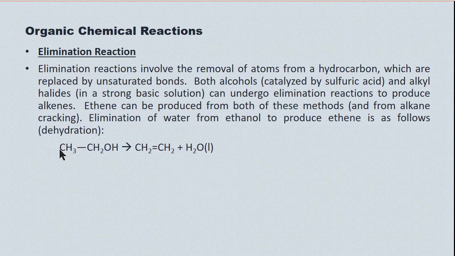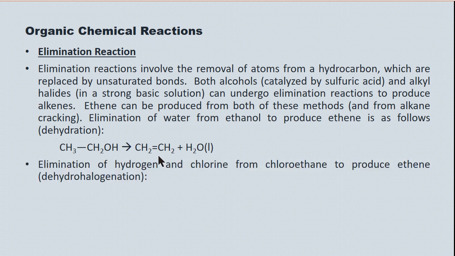So here's our ethanol, and in a very strong sulfuric acid solution, we eliminate water, and a double bond is formed between the two carbons. So we get our ethene. The second reaction is the elimination of hydrogen chloride. I think I said water is eliminated, but in fact hydrogen is eliminated.